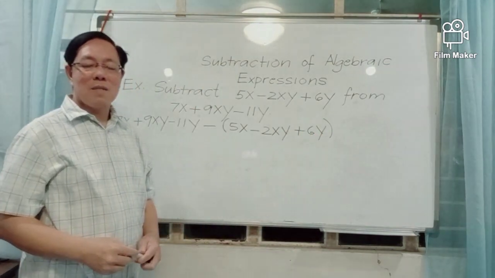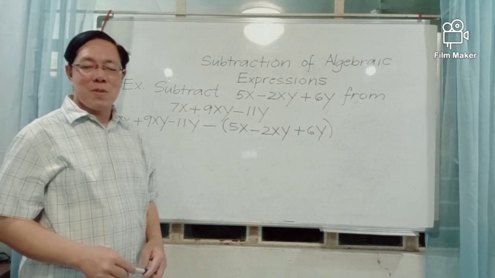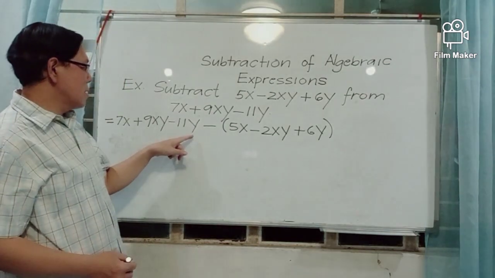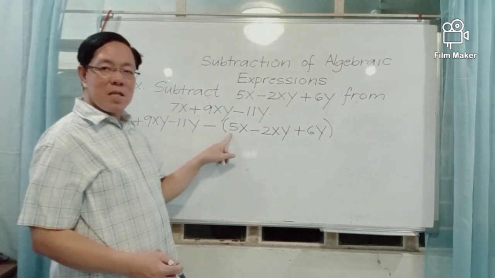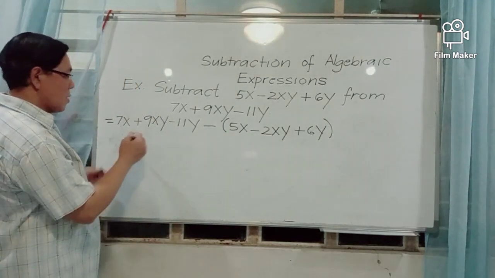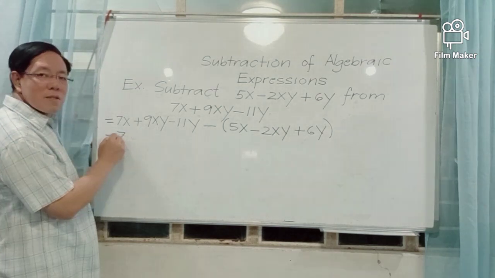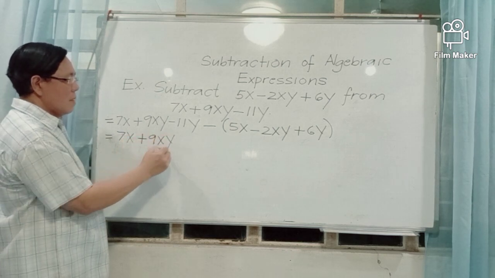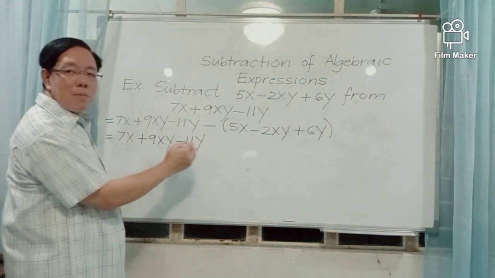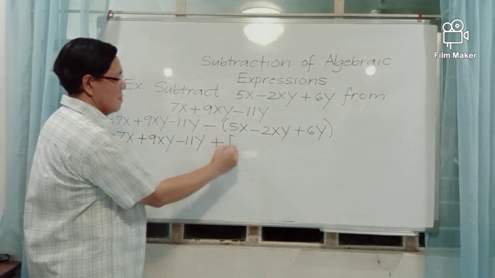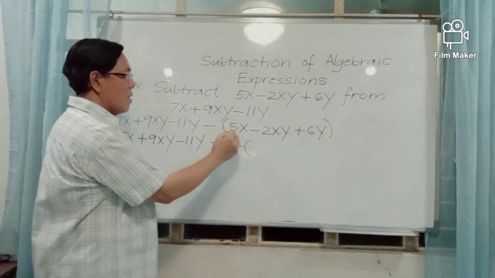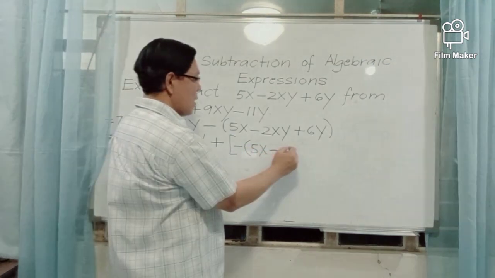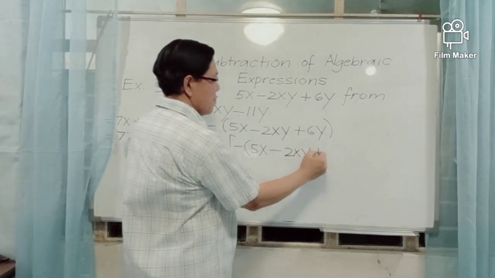Now we apply the definition of subtraction in terms of addition. The difference between these two is equal to the sum of this trinomial and the negative of this trinomial. So this is equal to 7x plus 9xy minus 11y plus the negative of this trinomial, 5x minus 2xy plus 6y.